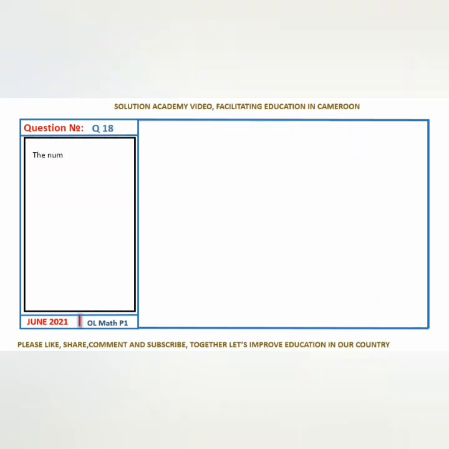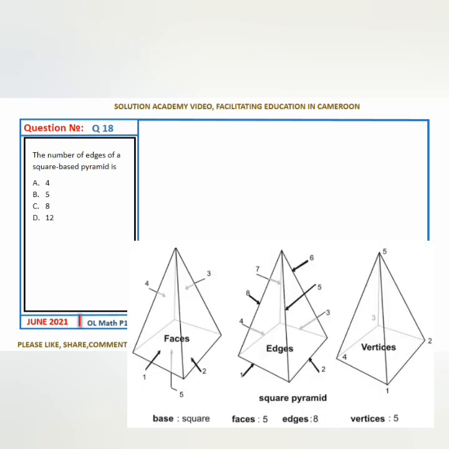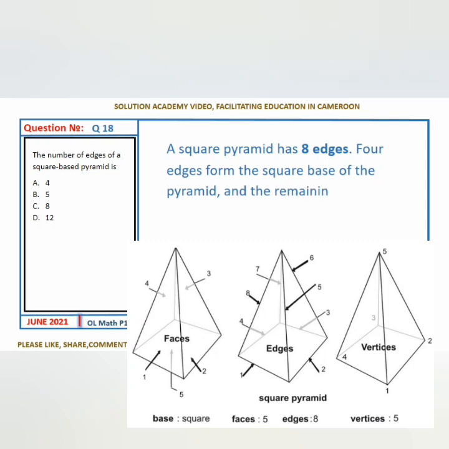Question number 18. The number of edges of a square-based pyramid is. Normally I was supposed to draw the diagram for you to better understand, so I'm sorry for that. But let's follow this. You have to know that a square pyramid has 8 edges in general. The 4 edges are formed from the square base of the pyramid, and the remaining 4 join each of the vertices of the base with the top of the pyramid. I really wish I had the opportunity to draw the diagram here. It actually slipped my mind. It would have been good for better understanding, but I think with this explanation you still understand. So to this effect, our answer is C.